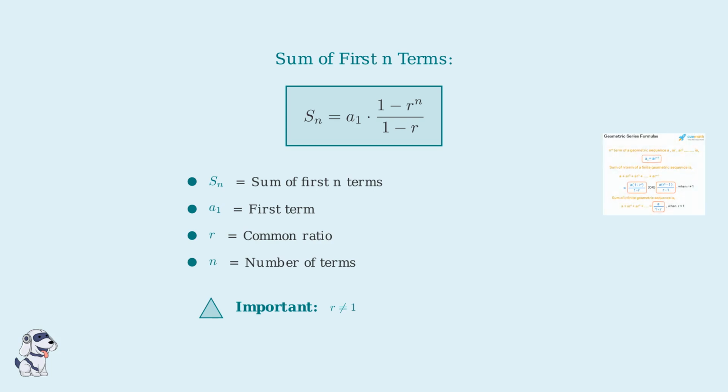This formula is incredibly useful because it gives us the exact sum without having to add each term manually, especially when dealing with many terms. Understanding this formula is key to working with geometric series efficiently. In the next section, we'll see how to apply this formula with specific examples.